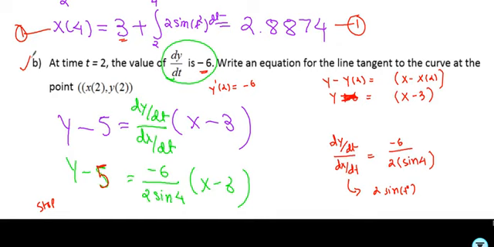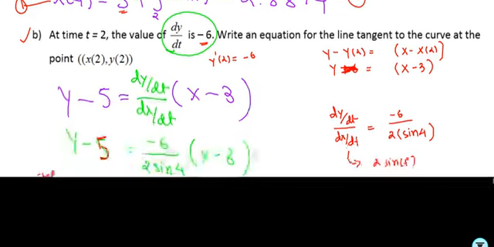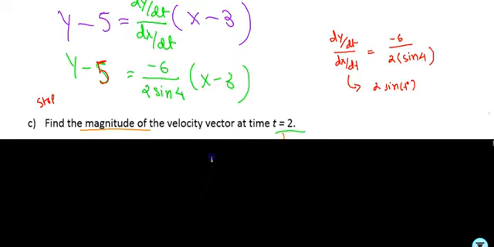Now, the last part here is, let's take a look at this. Find the magnitude of the velocity vector at t is equal to 2. So the velocity vector is, remember they already gave you -6, and this is 2 sine 4. How do you find the magnitude? Magnitude does not mean negative becomes positive. Magnitude means square, add, square root.